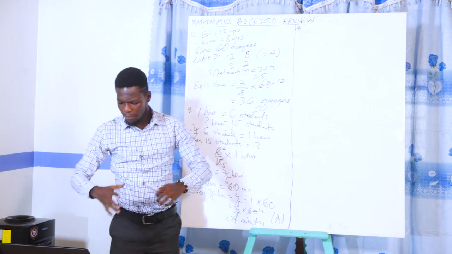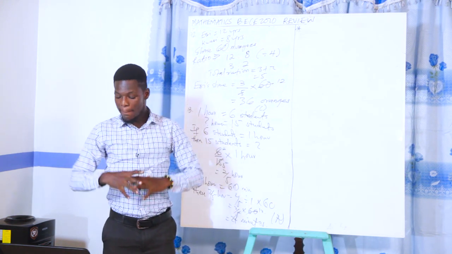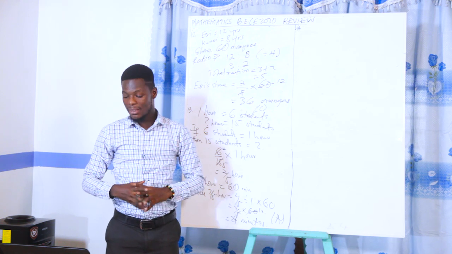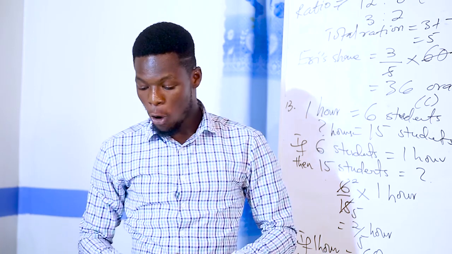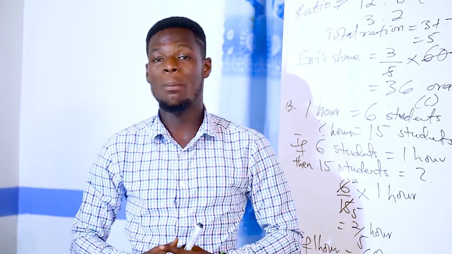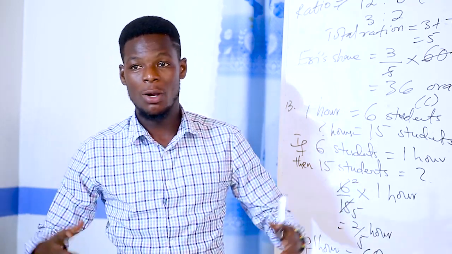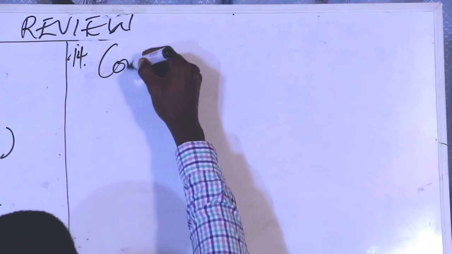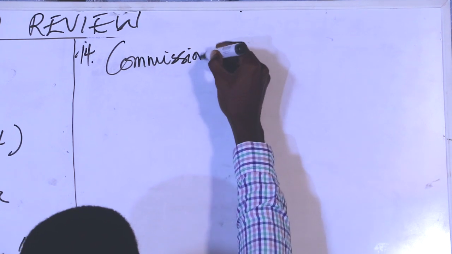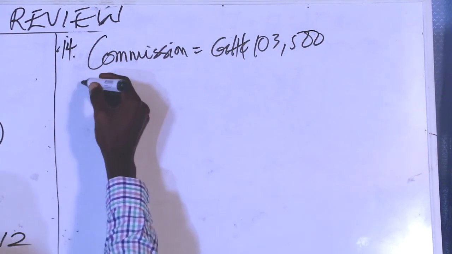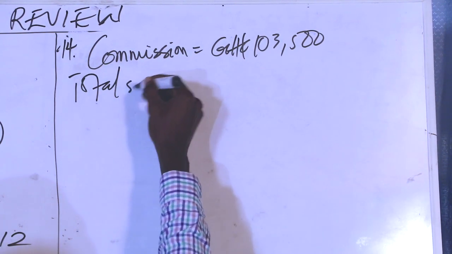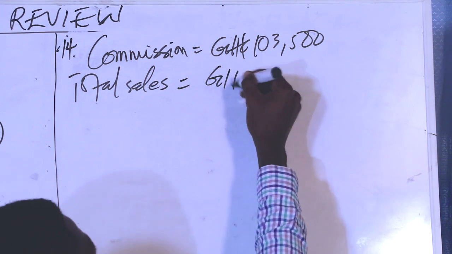With question 14, a housing agent makes a commission of 103,500 cedis when he sells a house for 690,000 cedis. Calculate the percentage of his commission. So let's put down our parameters. Number 1, we are given commission, which is 103,500 cedis. And then total sales.